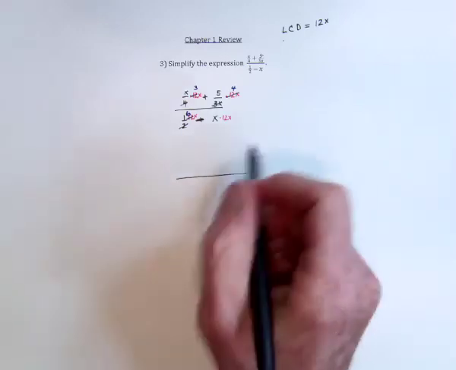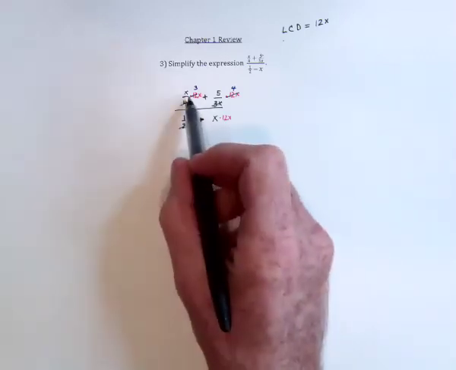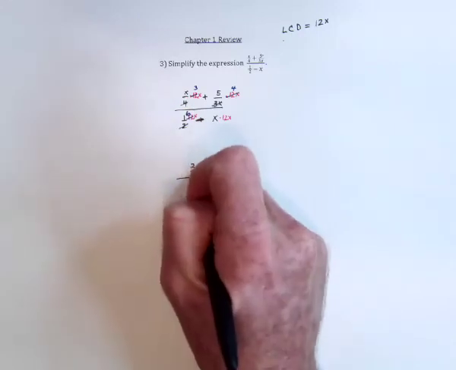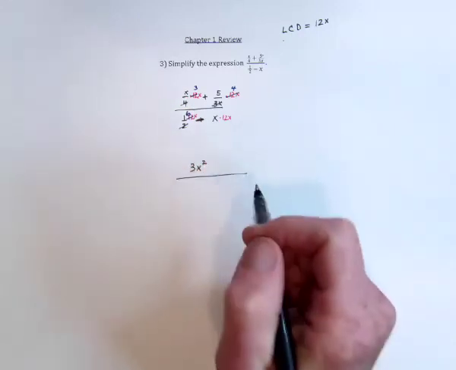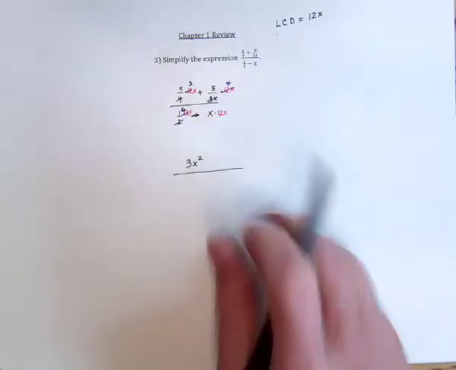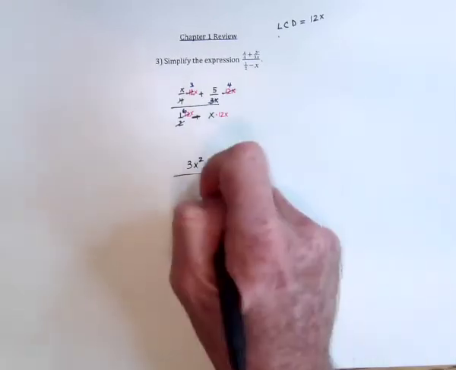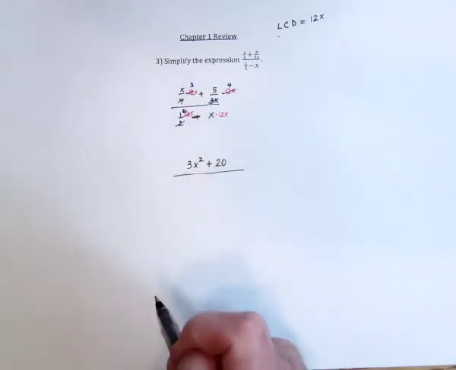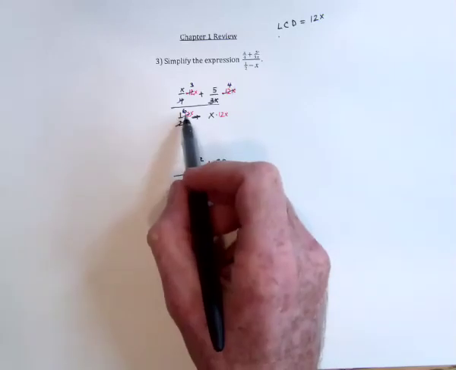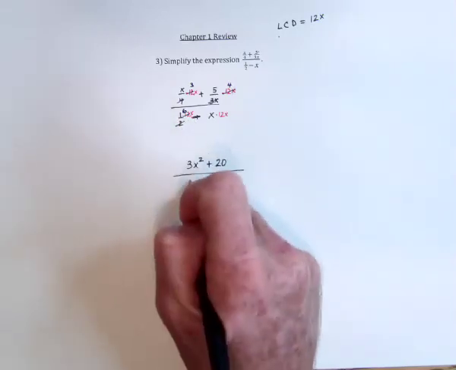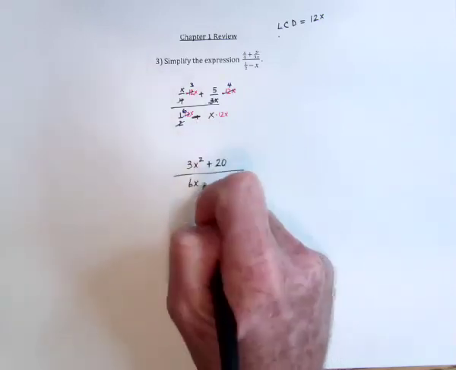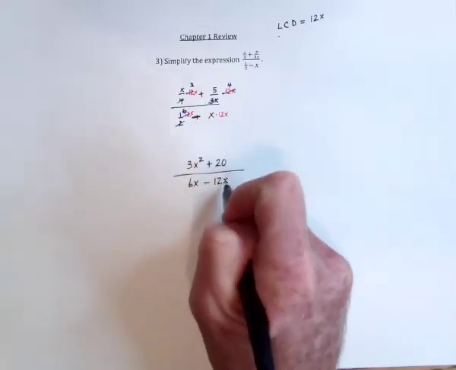So then for the numerator, this is no longer a fraction. This is just a 3 times an x, or 3x squared. And this is just the number 20. So plus a 20. Over here, we've got a 6 and an x, and then minus 12x squared.